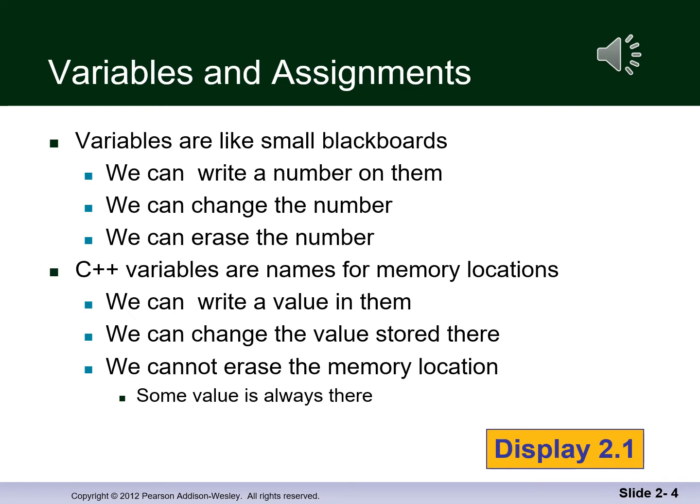C++ variables are names for memory locations, locations that hold data. We can store a value in them. We can change the value stored there. However, we cannot erase the memory location. Some value is always there. Let's take a look at display 2.1.